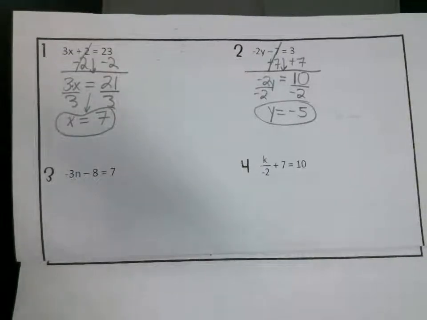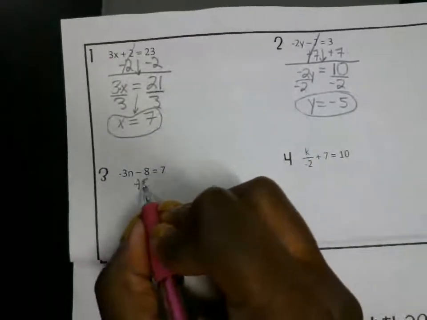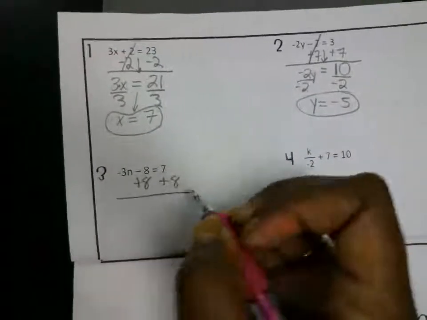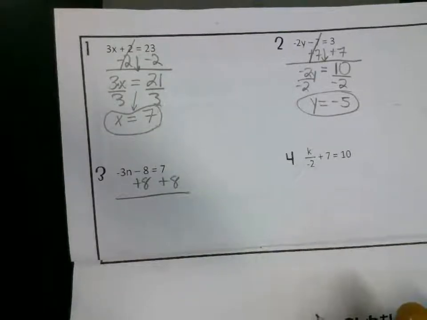All right, let's look at it. What are we going to do here? We're going to add 8. Very good. Adding 8 to both sides. Sammy, you okay with that? Okay. Kason, did you write it down?